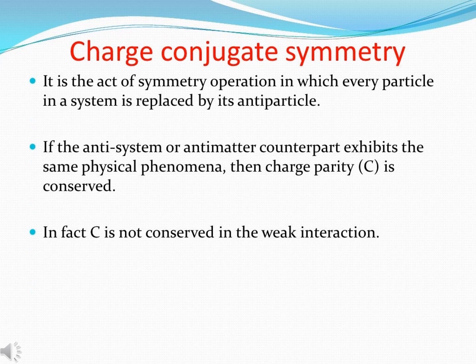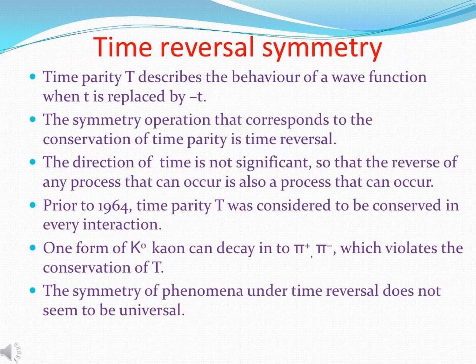This slide shows charge conjugation symmetry. It is the symmetry operation in which every particle in a system is replaced by its antiparticle. If the antisystem or antimatter counterpart exhibits the same physical phenomena, then charge parity is conserved. In fact, C is not conserved in the weak interaction. This slide shows time reversal symmetry.